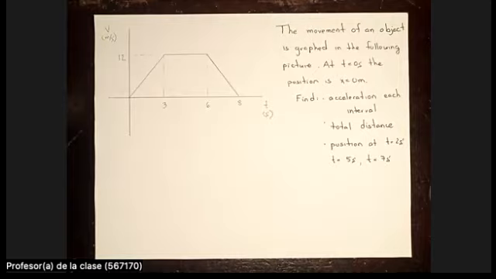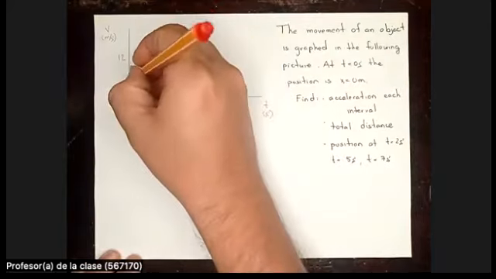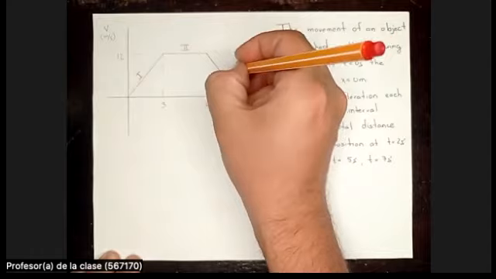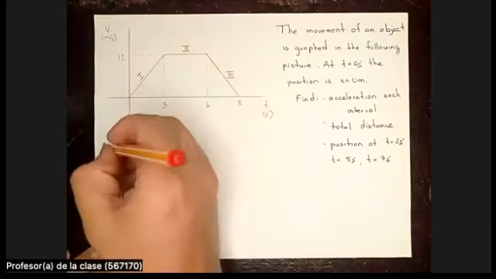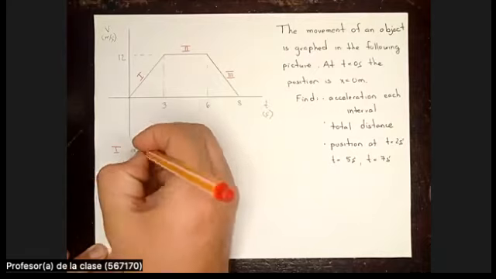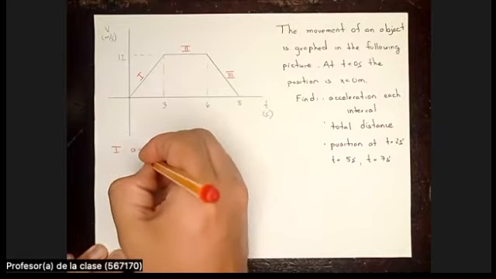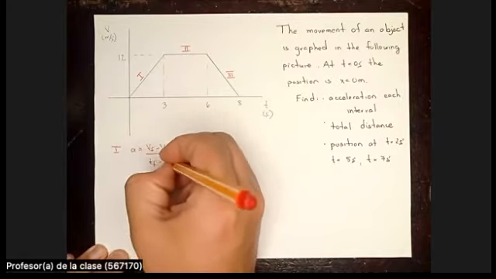Okay, so remember, the acceleration on a velocity time graph will be the slope, right? So this will be the first interval, the second interval, and the third interval. So for number 1, acceleration is gonna be final velocity minus initial velocity dividing by the final time and the initial time, right?